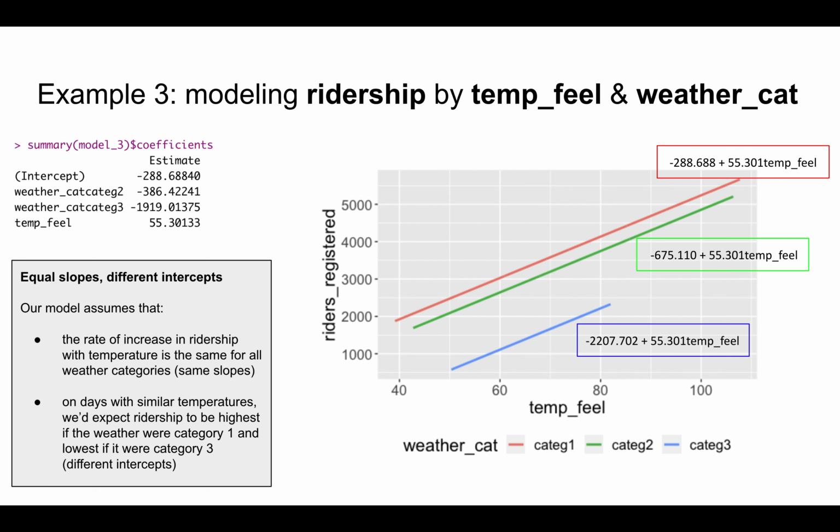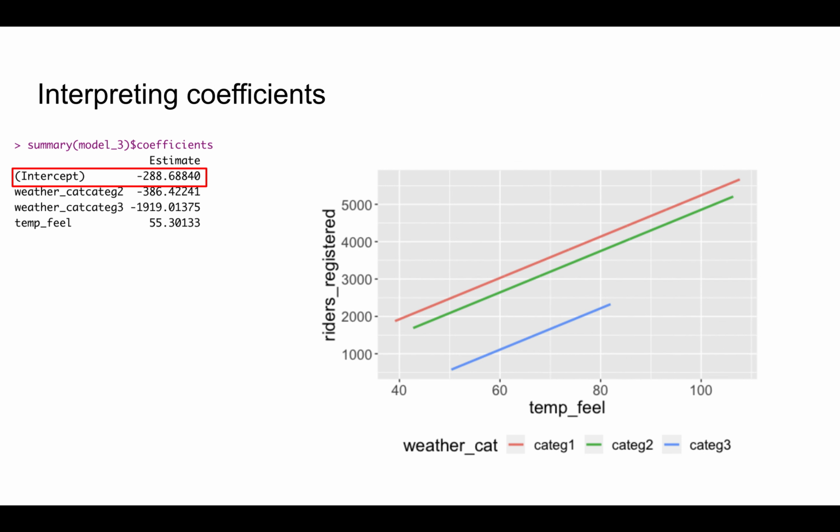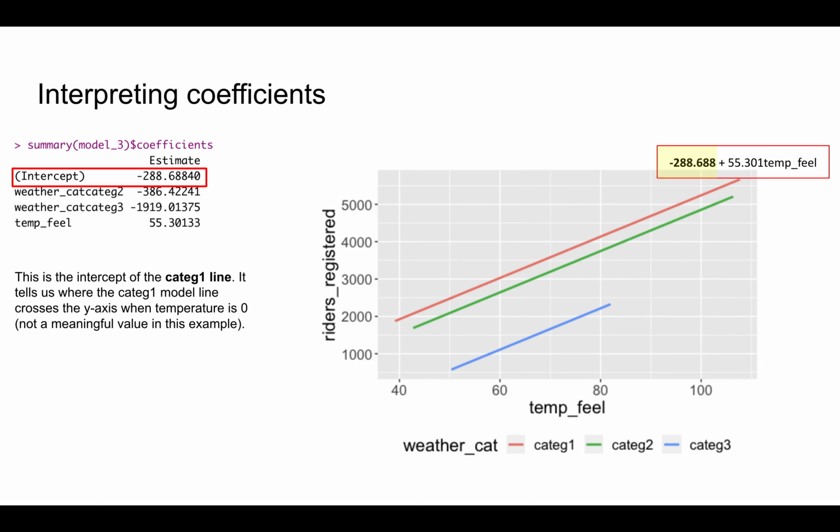The details are illuminated by the model coefficients. As usual, the intercept coefficient tells us something about ridership for the reference category. Specifically, it corresponds to the intercept of weather category 1. Thus, the intercept of our complete model tells us where the category 1 model line crosses the y-axis when temperature is 0. Again, not a meaningful value in this example.